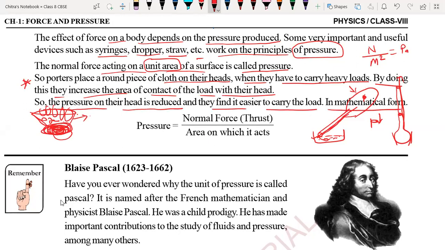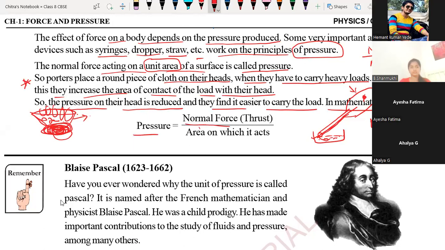In mathematical form, pressure can be written as pressure equals normal force, which is nothing but the force only, divided by the area on which it is going to act. Where it acts, where it is going to affect, is called the force.